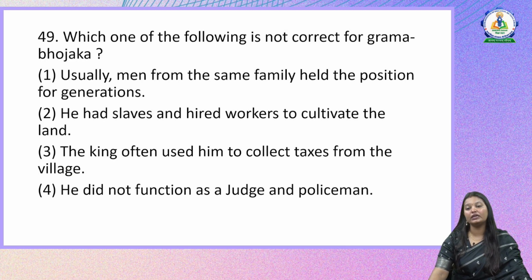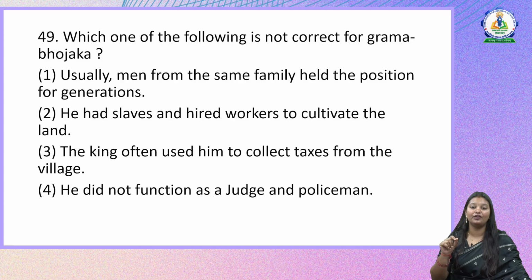Which one of the following is not correct for Grama Bhojaka? Usually, men from the same family held the position for generations. He had slaves and hired workers to cultivate the land. The king often used him to collect taxes from the village. He did not function as a judge and policeman. So, Grama Bhojaka did 3 of these things.